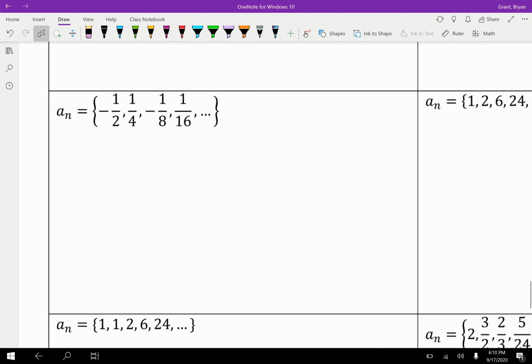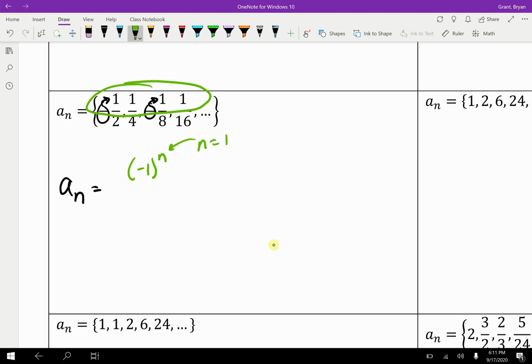Let's look at this one down here. I'm going to go ahead and take these cute little negatives and move them up here just so we can have two distinct patterns, where one pattern is going to be -1, +1, -1, +1. And I think that's just our alternating factor, -1 to the nth. If I substitute n equals 1 in here, we do get a negative, which is what I'm looking for, so that looks pretty good.